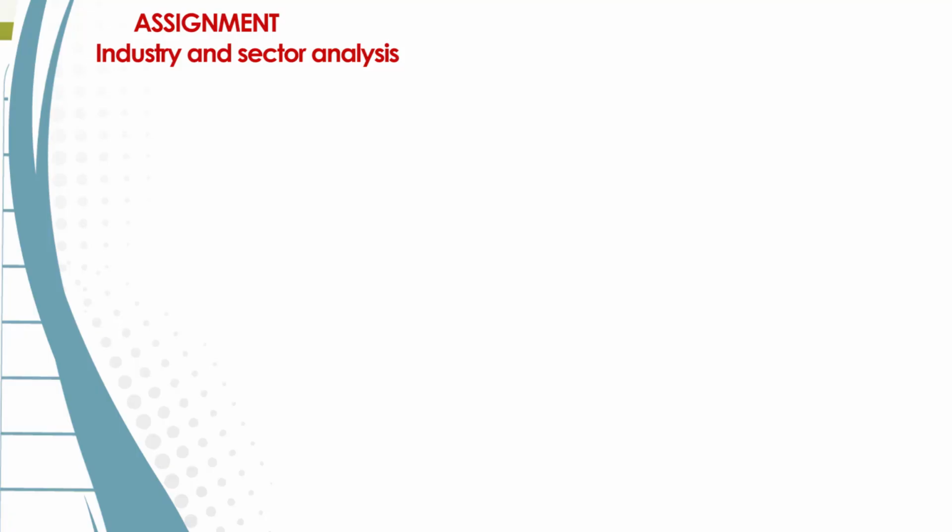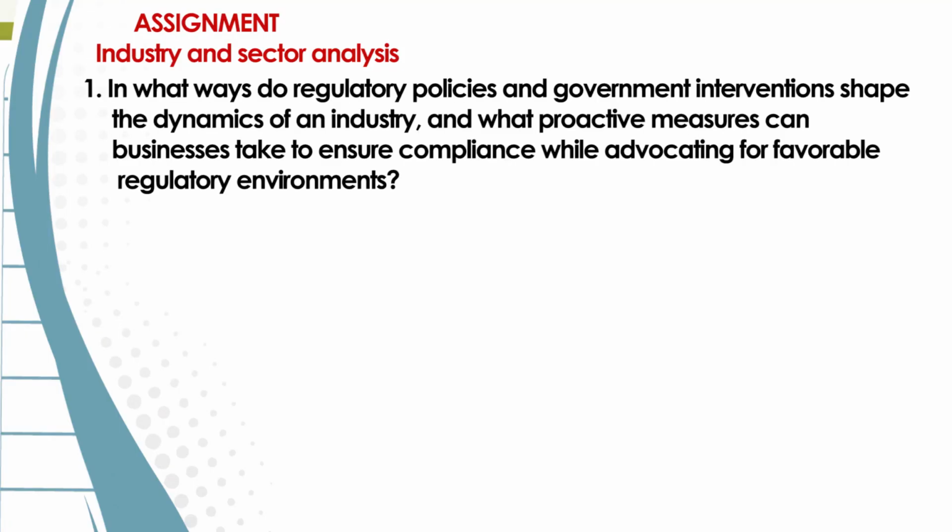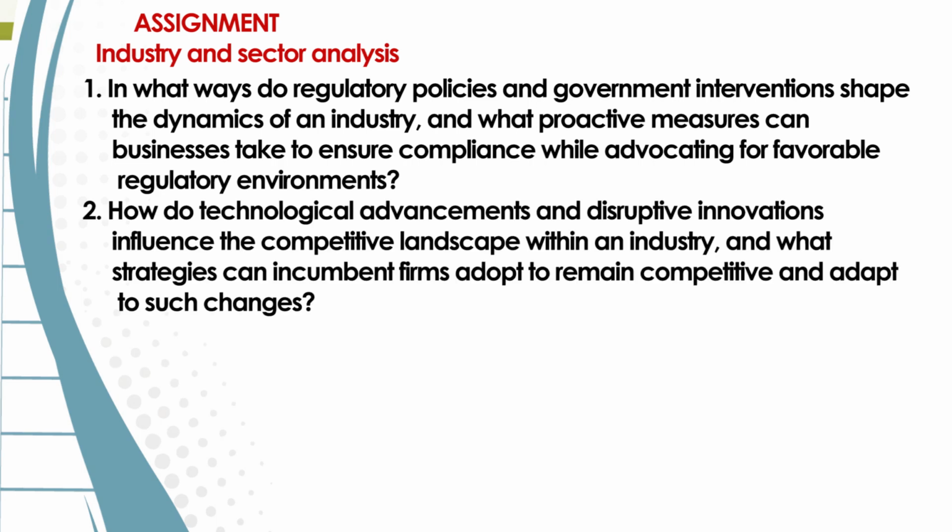Assignment. Question 1. In what ways do regulatory policies and government intervention shape the dynamics of an industry, and what proactive measures can businesses take to ensure compliance while advocating for favorable regulatory environments? Number 2. How do technological advancements and disruptive innovations influence the competitive landscape within an industry? And what strategies can incumbent firms adopt to remain competitive and adapt to such changes?